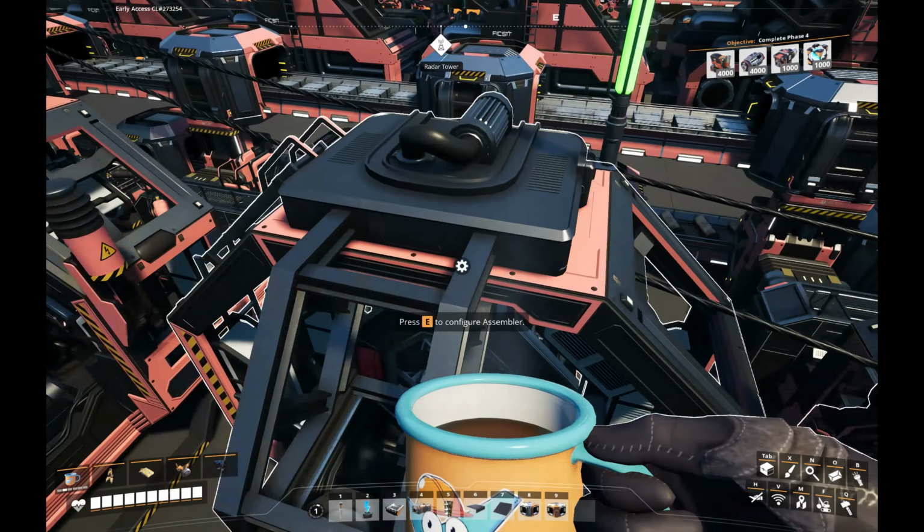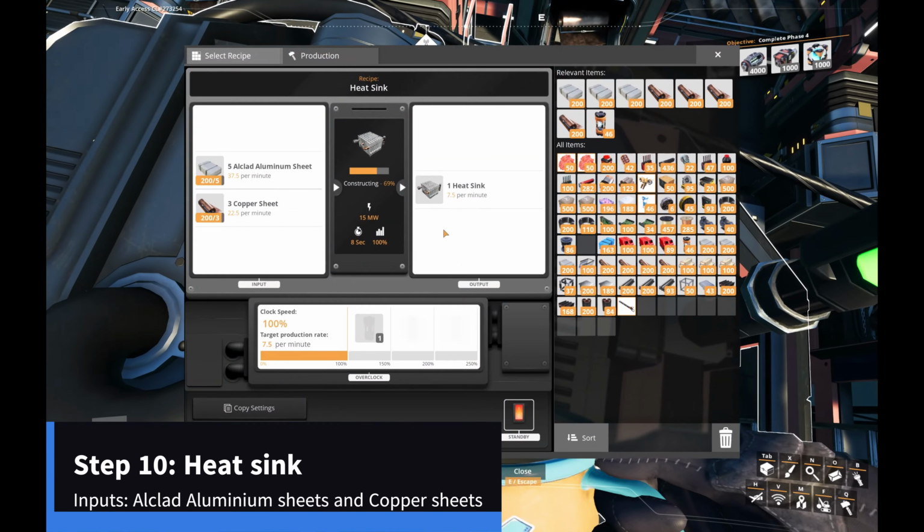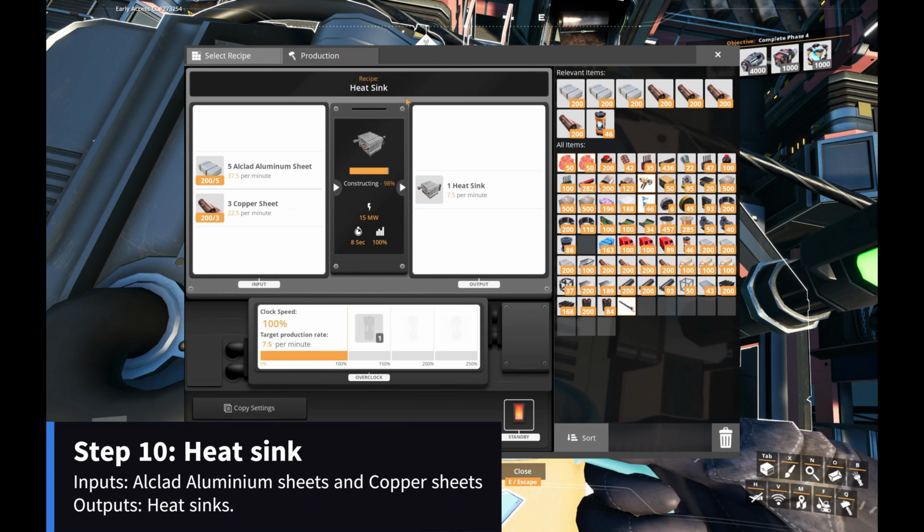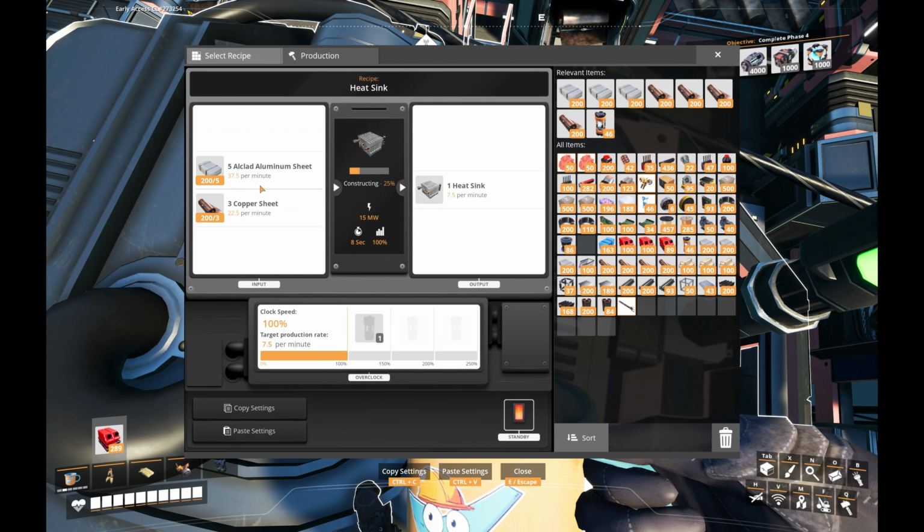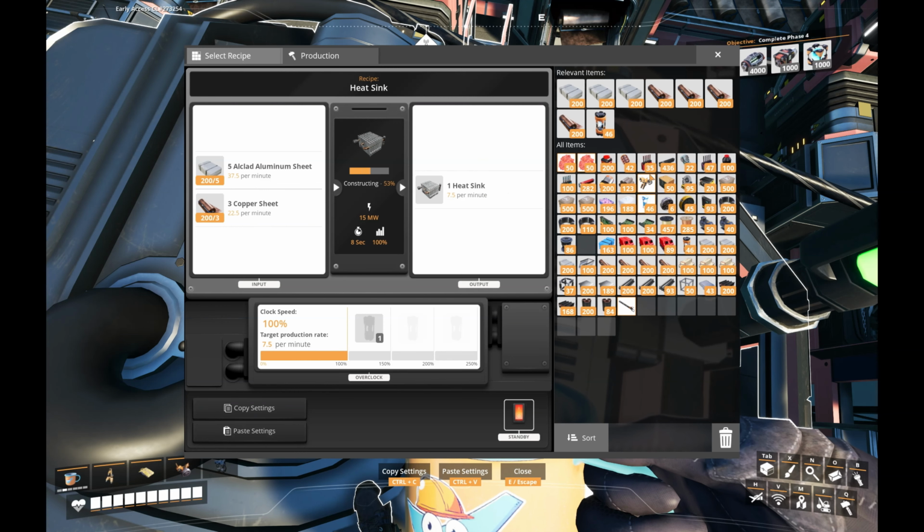Now, to step 10, where I am making heat sinks. Here I am using the standard recipe called heat sinks, which takes Alclad Aluminium sheets and copper sheets to make heat sinks.